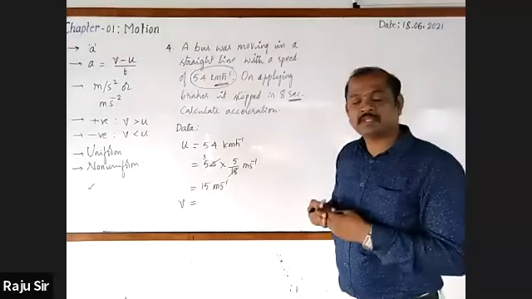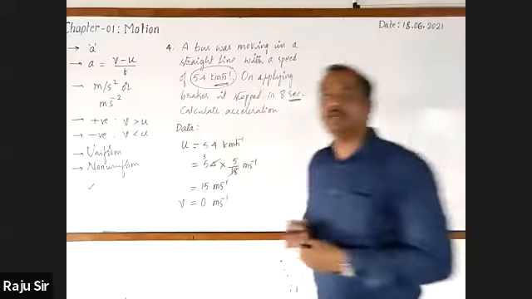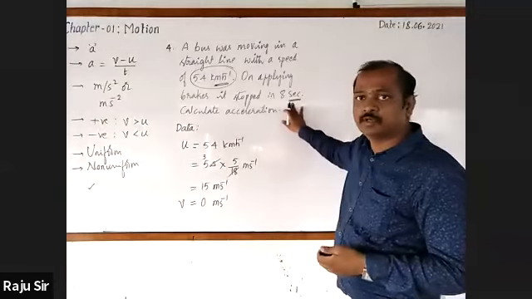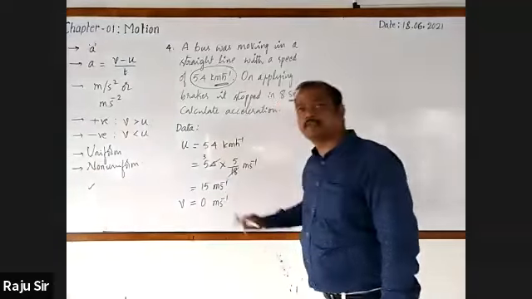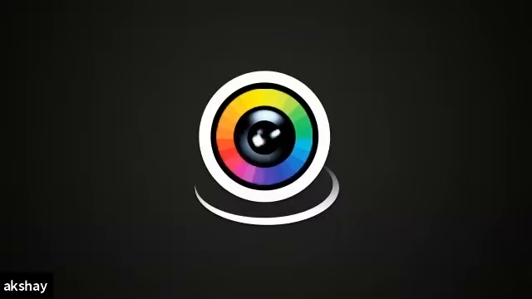Then the final velocity, as the bus has come to rest after 8 seconds, the final velocity will be 0. You can also write the unit: 0 meter per second. Next, to change its velocity from 15 to 0 meter per second, it has taken 8 seconds. Alright, t is equal to 8 seconds.